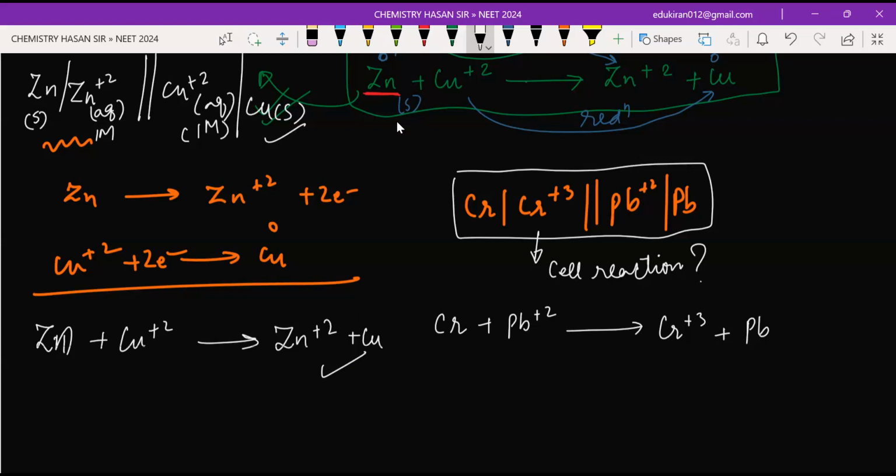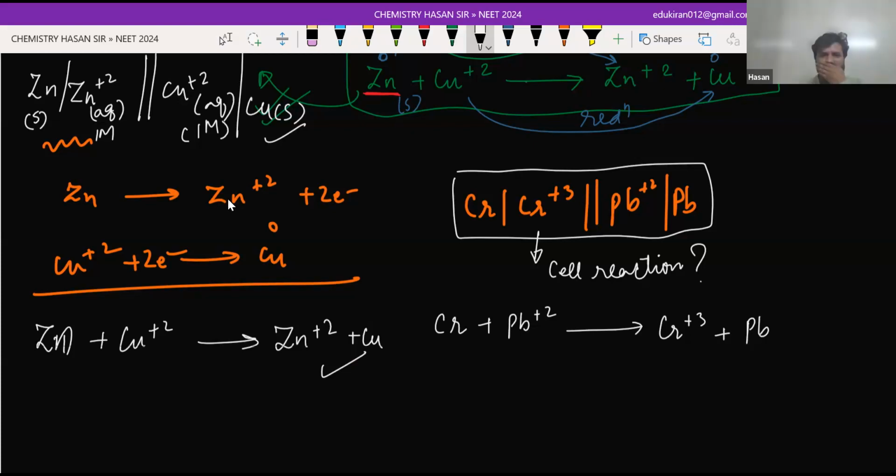No problem. So what I was saying is that you can see the atoms are balanced here. Atoms are balanced.